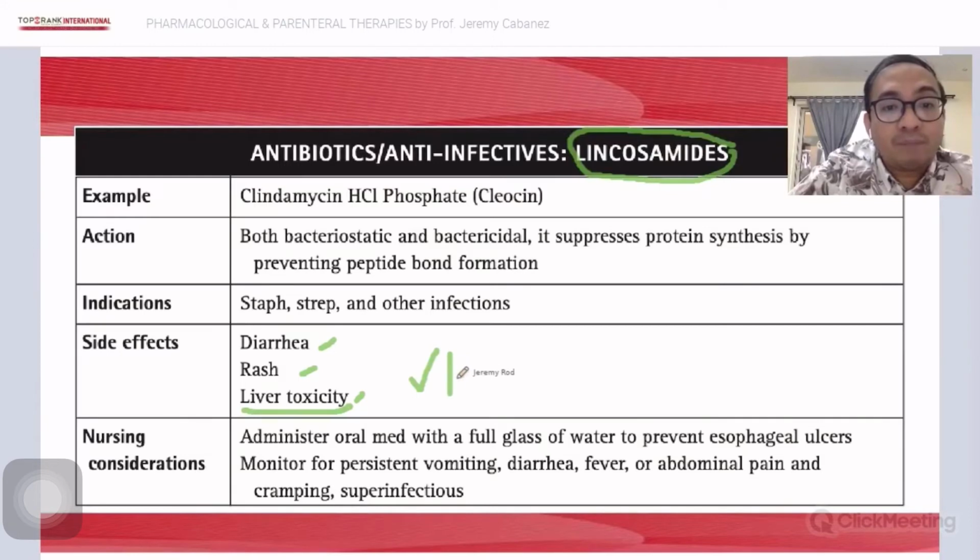Of course, you have to check the liver function test. And what are the liver function tests that you have to remember? There are two important liver function tests. We have your AST and ALT. Sige, balikan natin yung question natin ha.